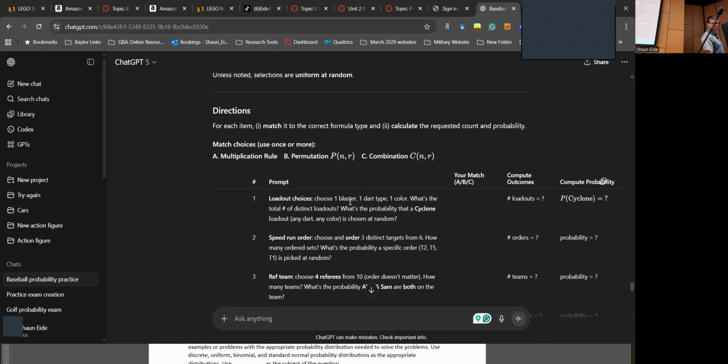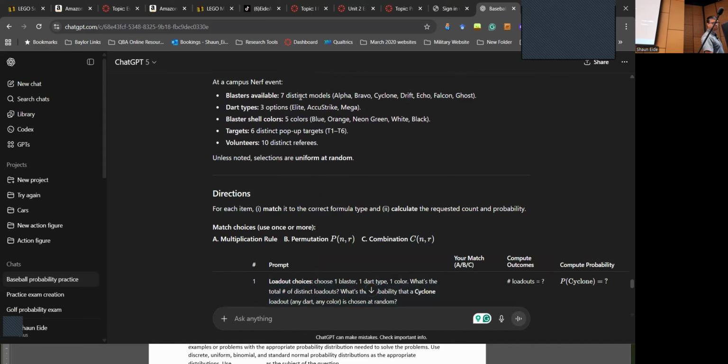So how many different blasters could you choose from? 7. How many different dart types? 3. How many different colors? 5. What should I use to find out how many different ways I can make a loadout? Multiplication. It's 7 times 3, 21, times 5, 105. So there are 105 different ways that I could start this Nerf pack.